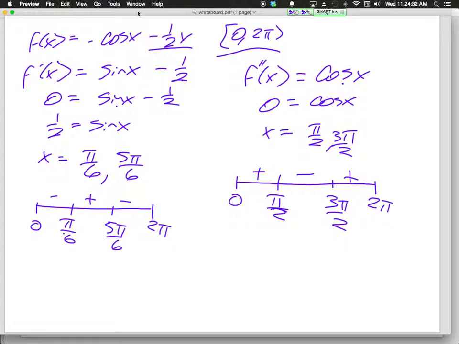What is my function doing between 0 and pi over 2? Concave up. What's it doing between pi over 2 and 3 pi over 2? Concave down. And here, concave up. What's going on at pi over 2 and 3 pi over 2? Point of inflection. Why? It changes sign.